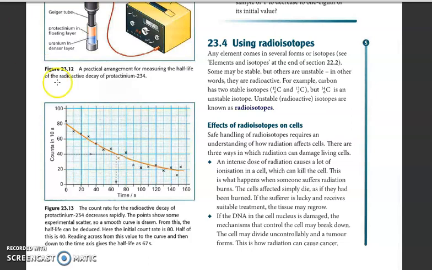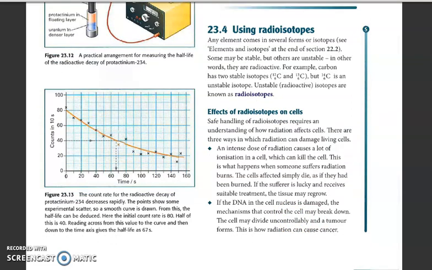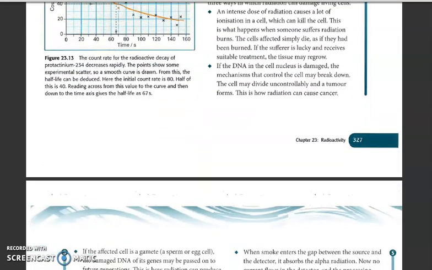Next, the DNA in the cell nucleus may be damaged. We know that the important part of a living cell is its nucleus. If the nucleus is damaged, the mechanism that controls the cell may break down, leading to uncontrolled growth, which may result in a tumor. The cell may divide uncontrollably and a tumor forms. This is how radiation causes cancer.